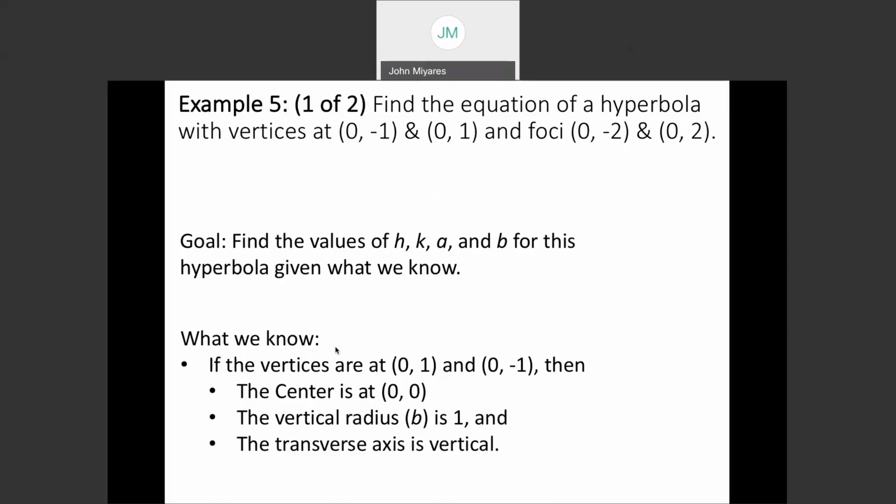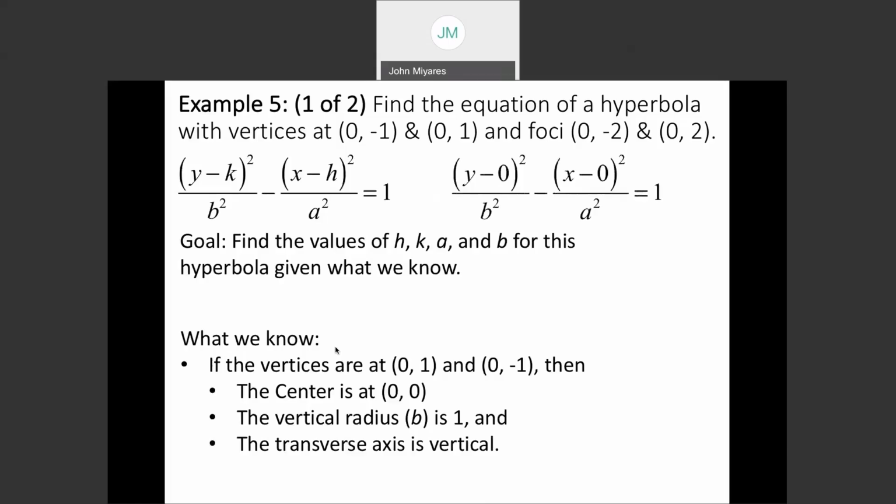That must mean that the transverse axis is going to be vertical. Therefore, we know we're going to end up having to use the second form of the equation that has the y squared minus the x squared factors shown here. Since we know the center is at 0, 0, we can plug in 0 and 0 for h and k as shown above. Next, since we know that the b value, the vertical radius, is 1, we can also plug that into the equation as well. So we have y minus 0 squared over 1 squared minus x minus 0 squared over a squared equals 1.